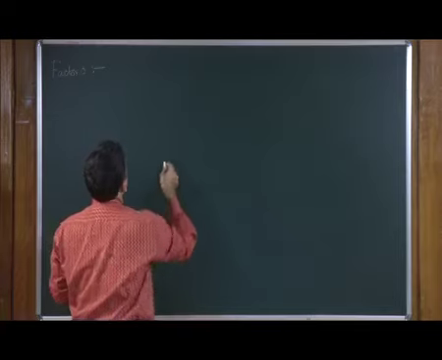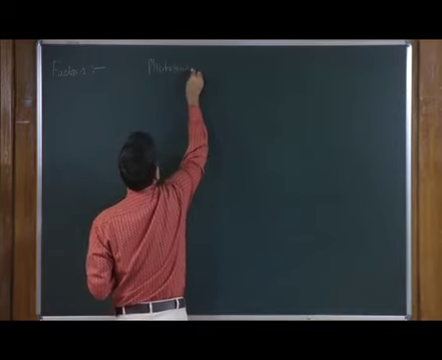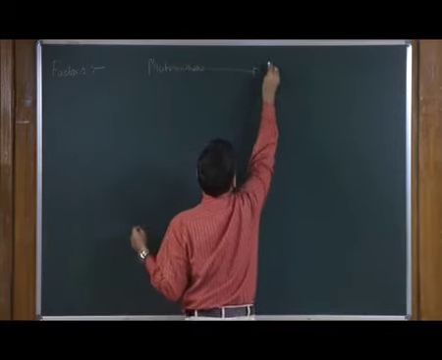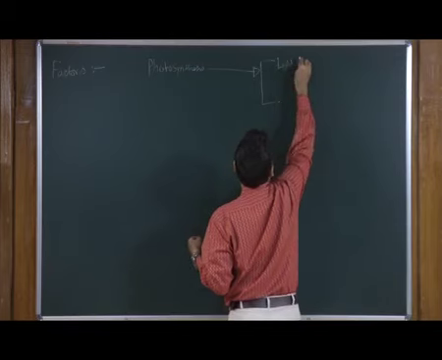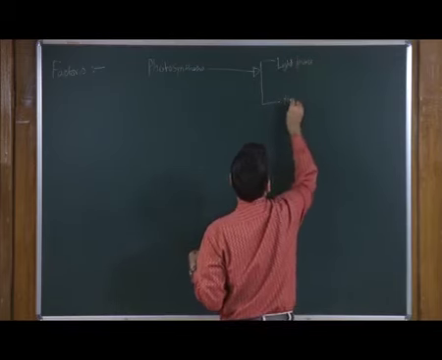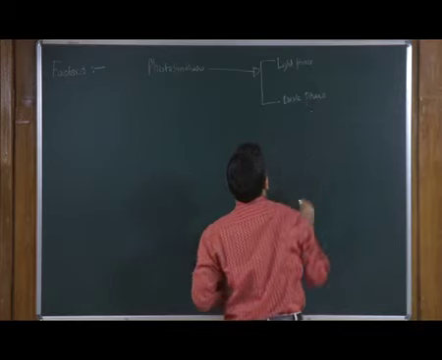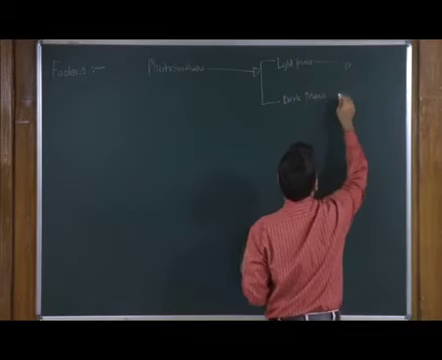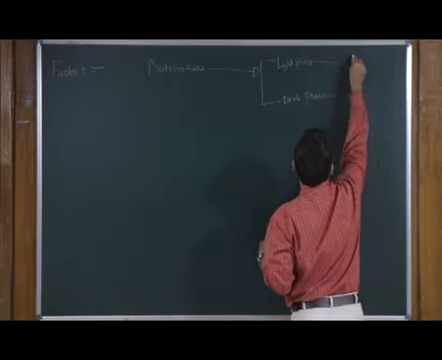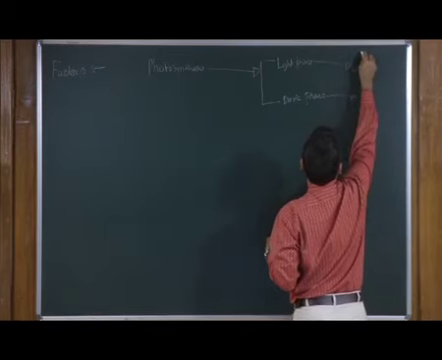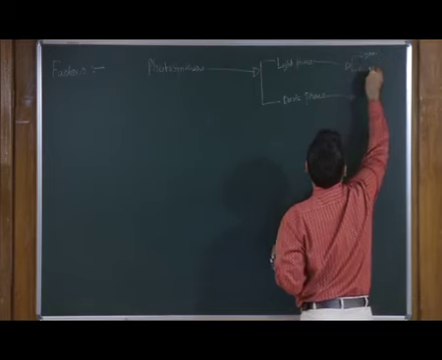So, as you know, photosynthesis has two phases. One is the light phase and the other one is the dark phase or the biosynthetic phase. The light phase as well as the dark phase are going to be dependent on many factors. For example, the light phase is going to depend on the light as well as the photosynthetic pigment.